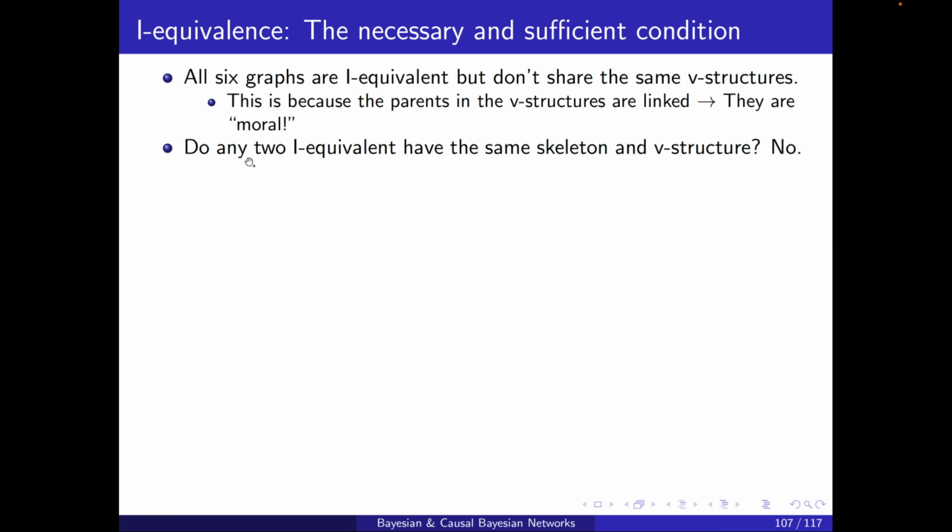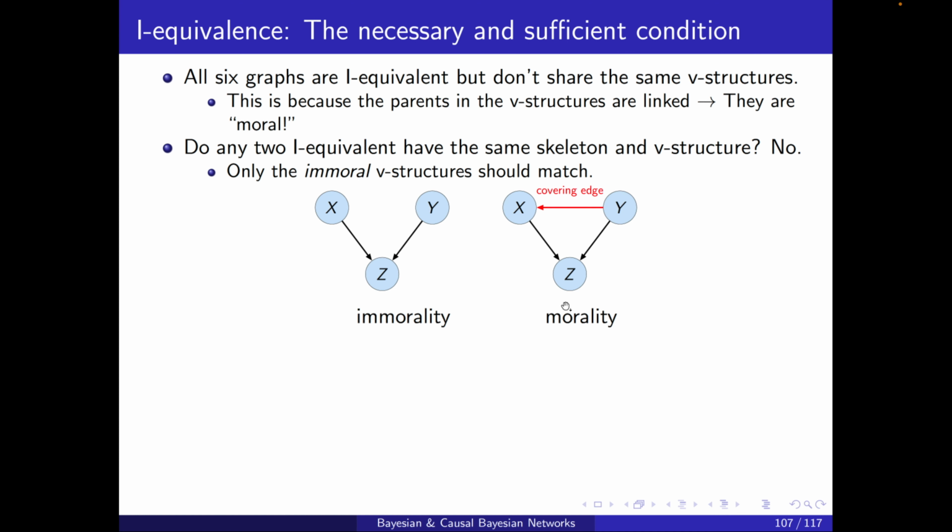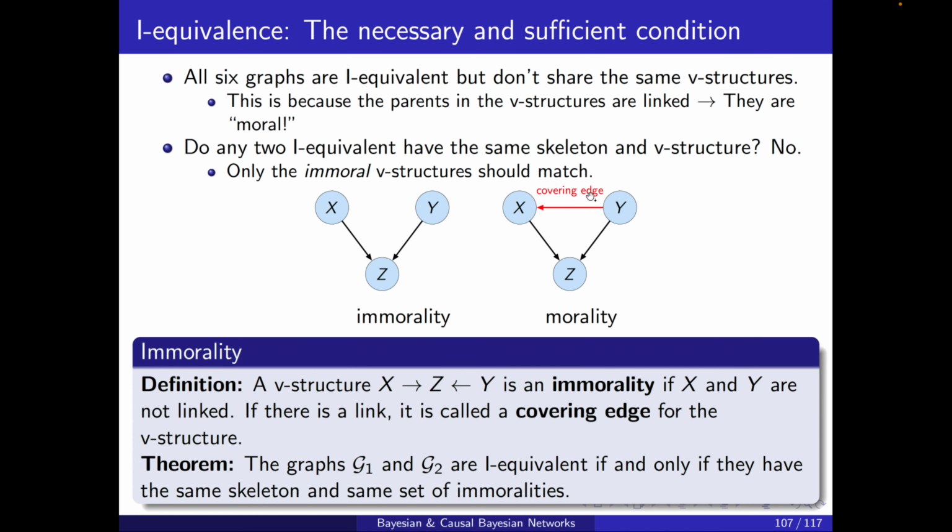So back to our original question, do any two I-equivalent graphs have the same skeleton and V structure? No, only the immoral V structures should match. So what do we mean by morality and immorality? Well, if we have a V structure where X and Y are not connected to each other, we say that we have an immorality. If there is one, then we say that we have a morality. And in this case, this red edge connecting X and Y, it's a covering edge. So that's the definition for a V structure being an immorality and the definition for covering edge.